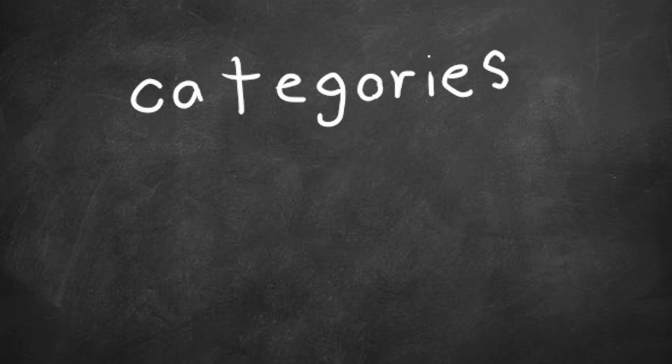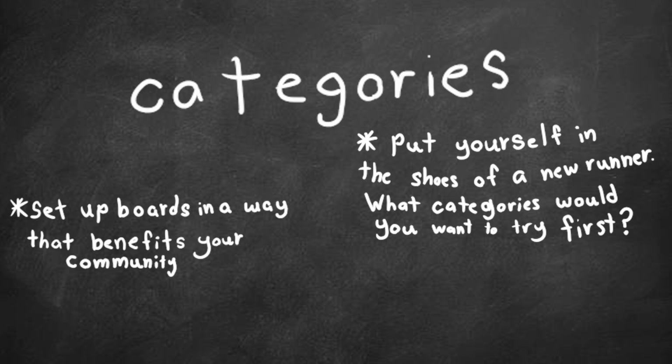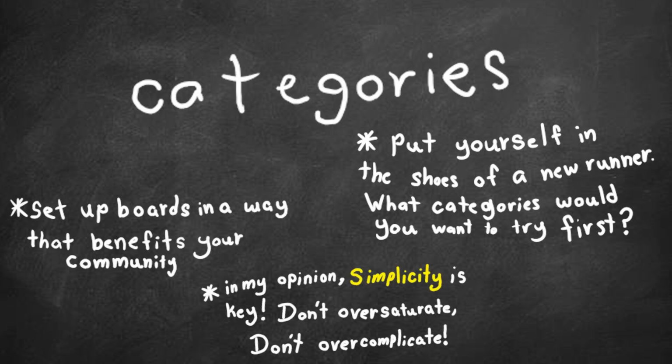Now we should start looking at categories. In my opinion, one of the most important pieces of making a leaderboard inviting to look at is the actual organization of the boards. What I mean by this is setting up your categories in a way that makes sense for the game, as well as the community that runs it.